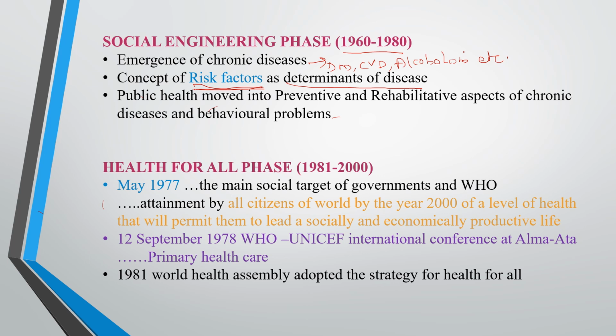So against this background, the 30th World Health Assembly in May 1977 resolved that the main social target of governments and WHO in the coming decades should be the attainment by all the citizens of the world by the year 2000 of a level of health that will permit them to lead a socially and economically productive life. That is, by the year 2000, all the citizens of the world will get a level of health that will permit them to lead a socially and economically productive life.